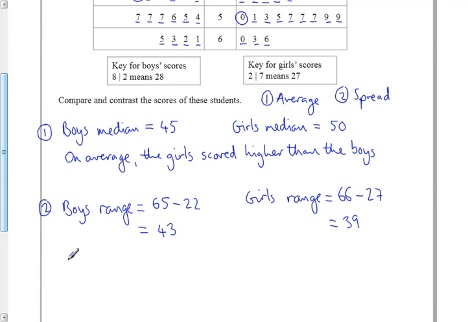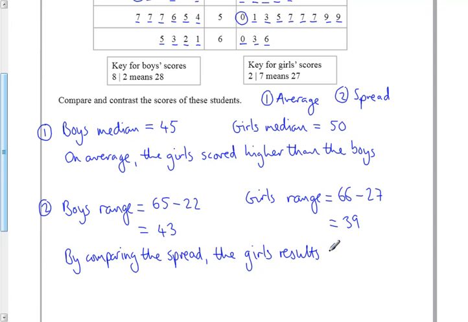So by comparing the spread, the girls' results are less varied. Now that means they're closer together. The range is smaller, so that means the girls' results, there was a smaller number between the smallest number and the biggest number, so a smaller gap. So they're more packed up together.